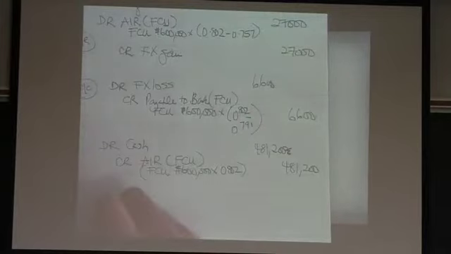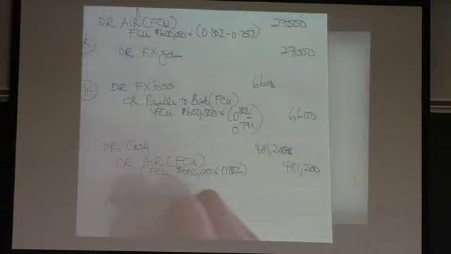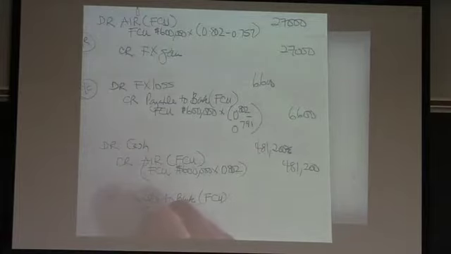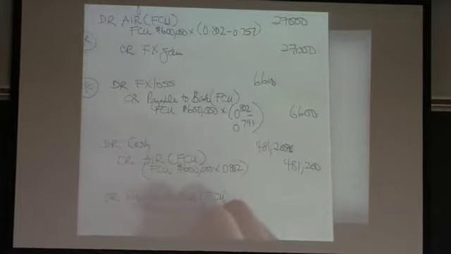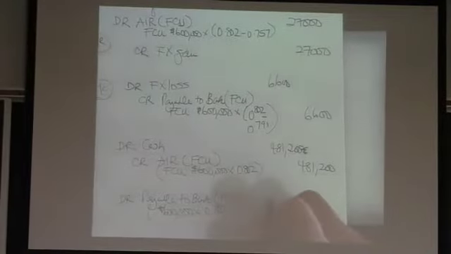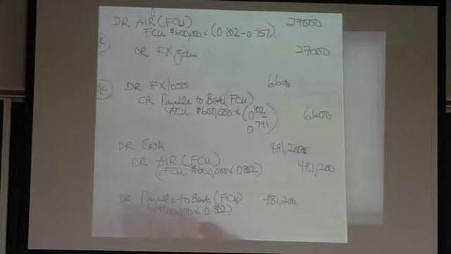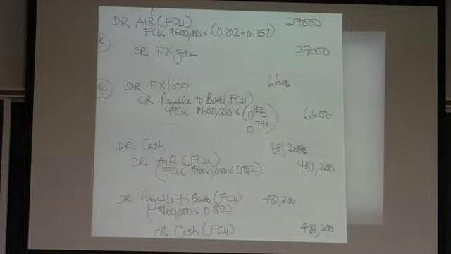Now, we're going to debit the payable because now we're going to deliver this foreign currency unit, and that would be, again, 600,000 times 0.802. And we're going to credit cash in foreign currency unit. The equivalent of that is 481,200 Canadian.